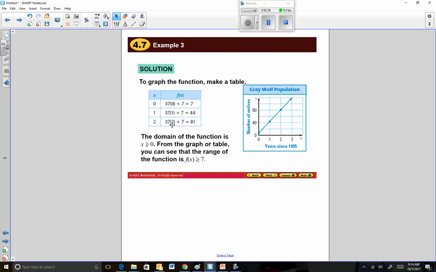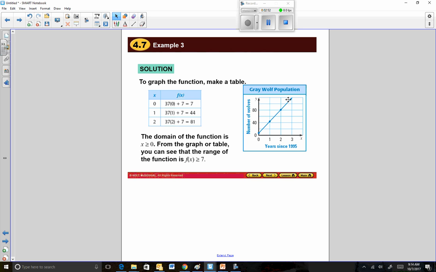Place a 2 in. So 2 times 37 plus 7 is 81. So after 2 years, you get 81 wolves. And so we go to graph this. Now notice we started at 0 and it was 7. So our y value is 7 right here, and it continues to go up.